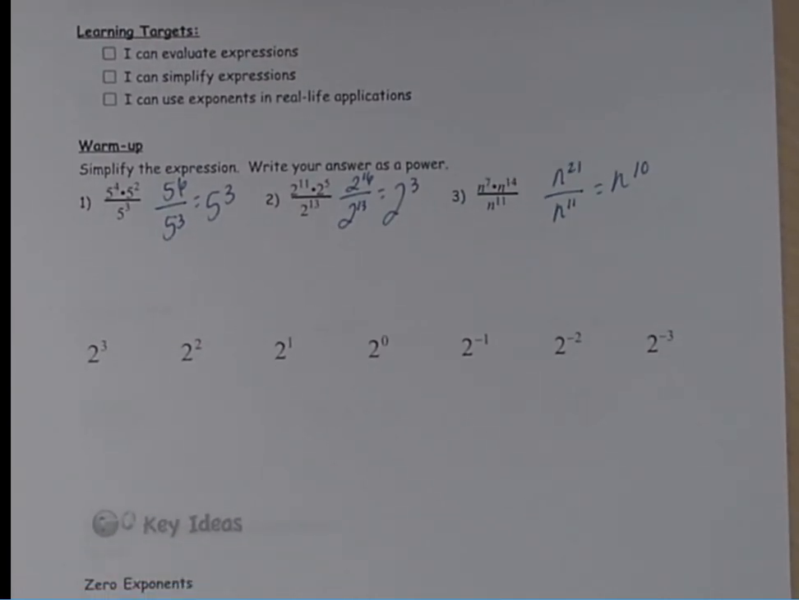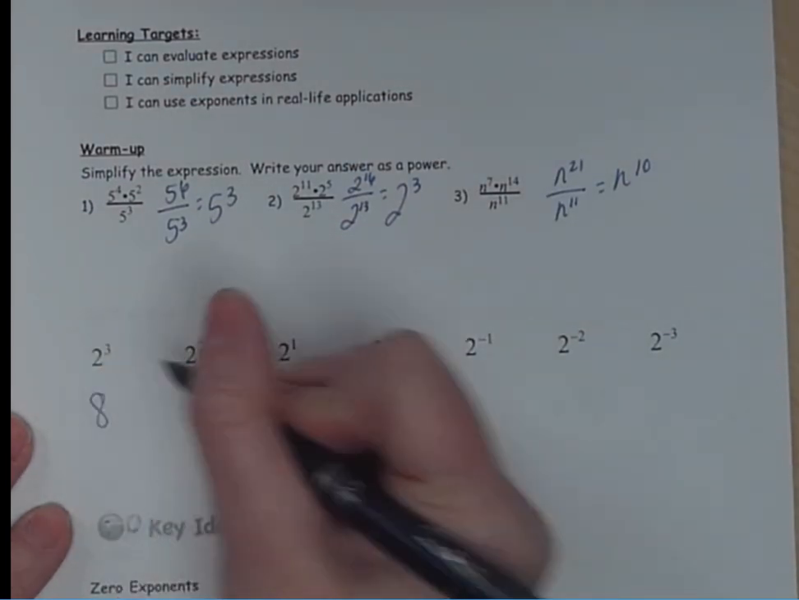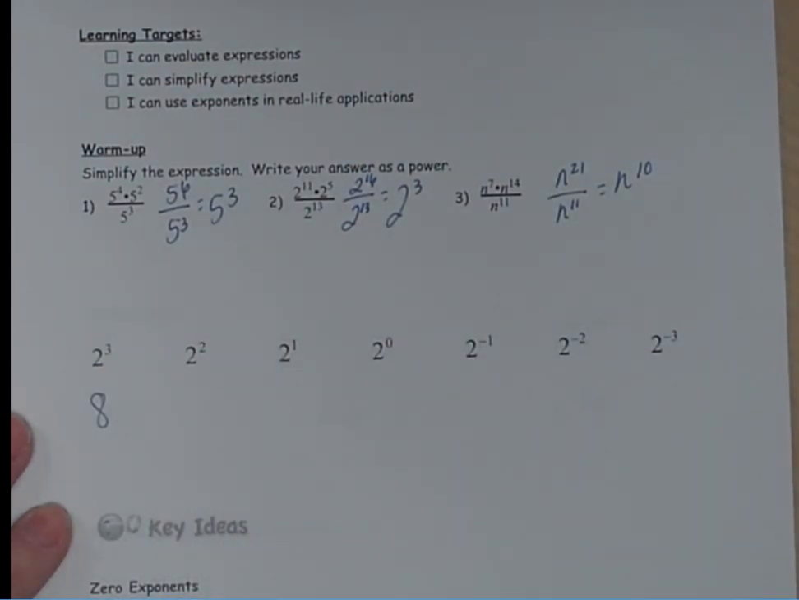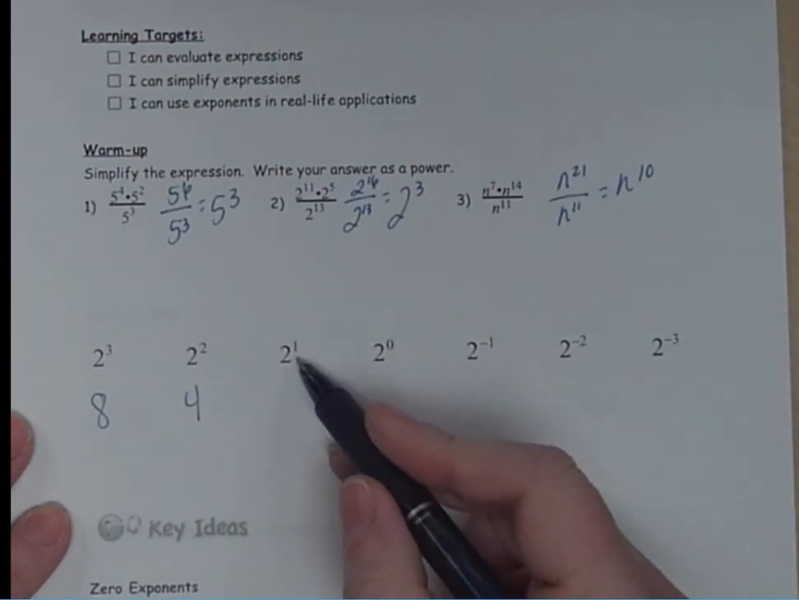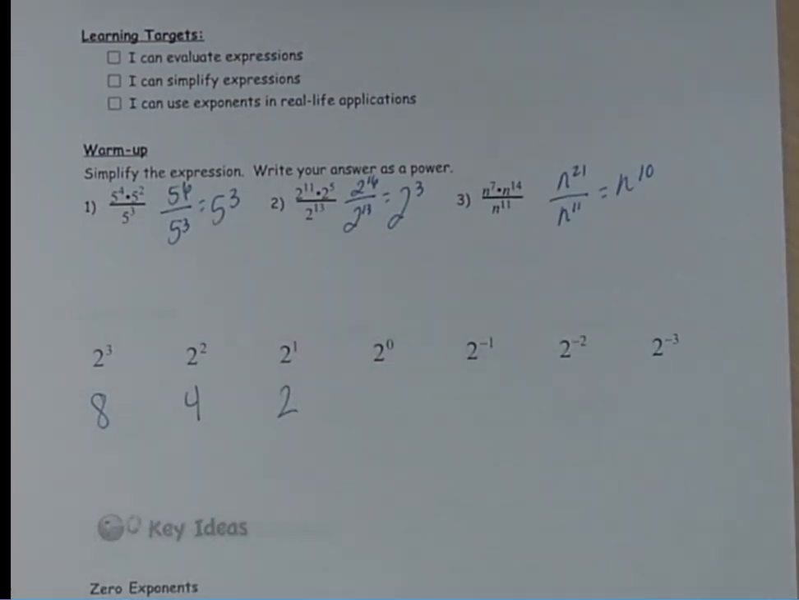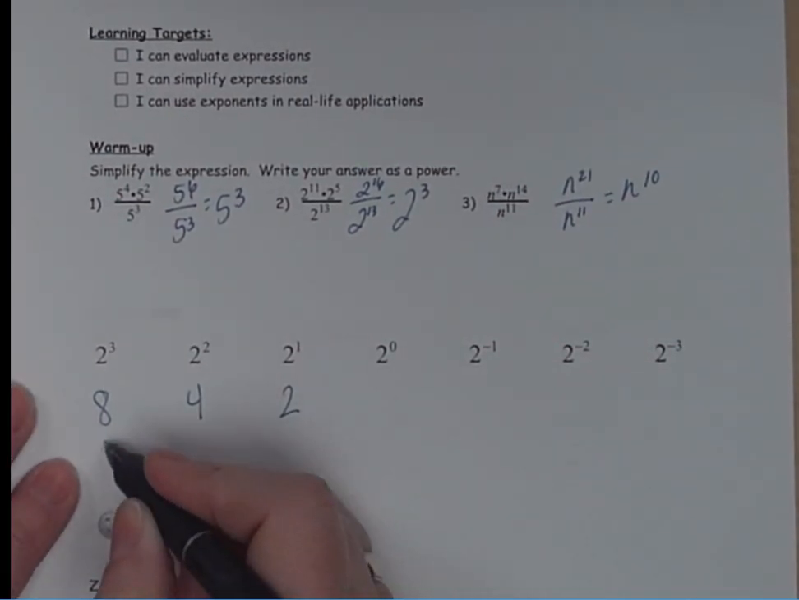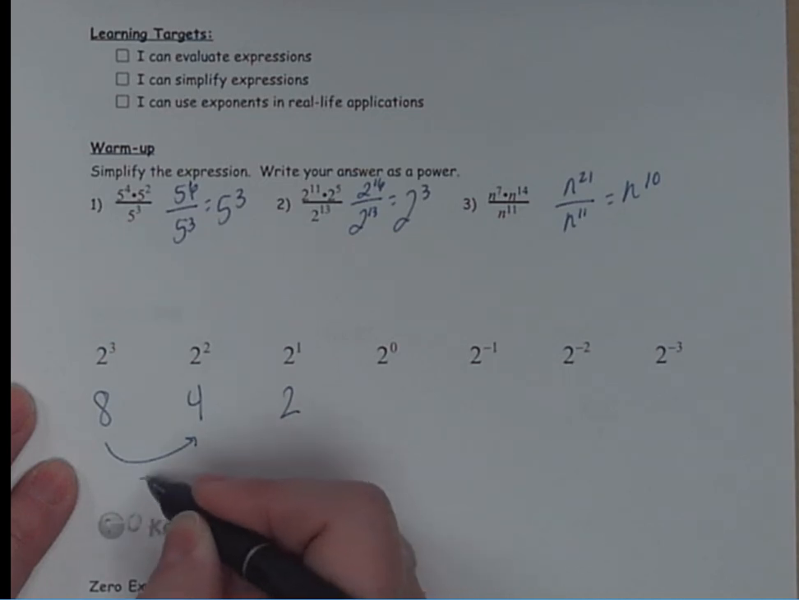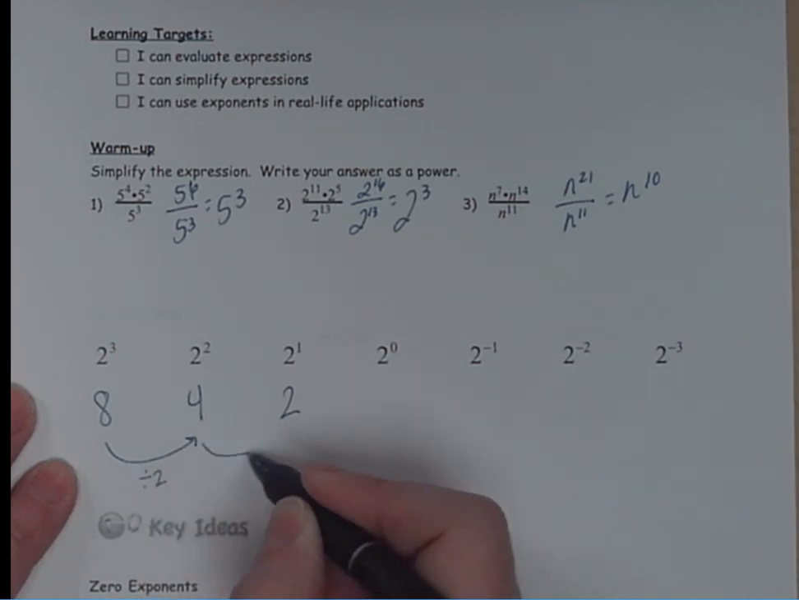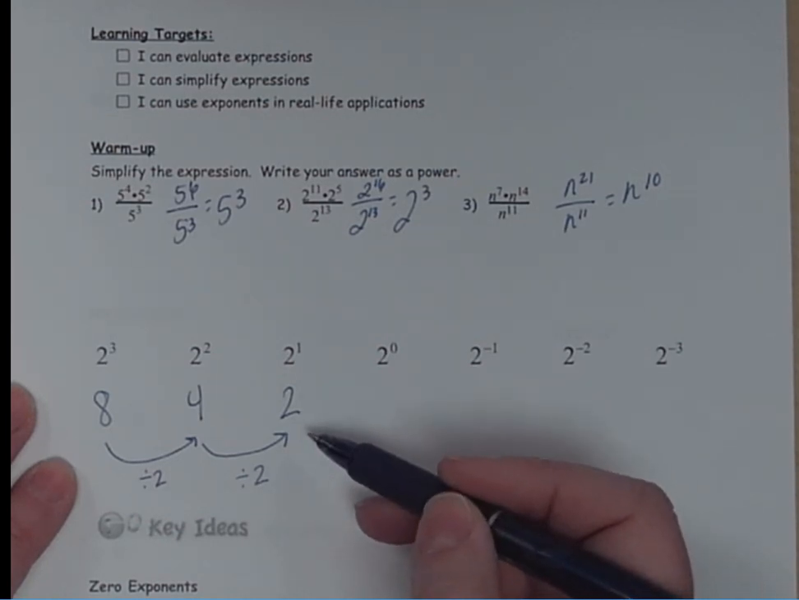All right, I want to review with you a little bit about positive exponents. So if I have 2 to the third, that's 2 times 2 times 2, which gives us 8. 2 squared is 4. Remember, 2 to the first is just 2. Now, if you think about what we're doing here, going from here to here, we're dividing by 2. Here to here, dividing by 2 because it's 1 less power.